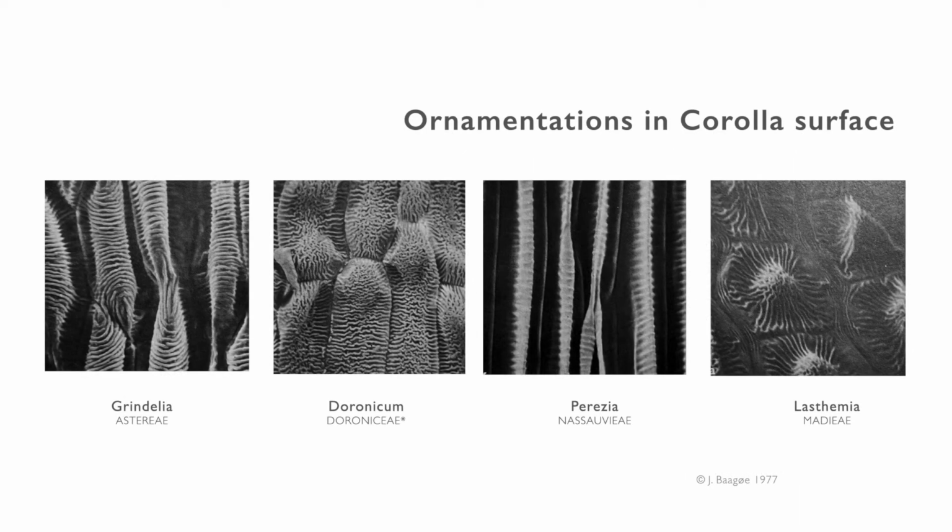A sort of character that requires higher magnification, and these are images obtained through the scanning electron microscope, but in certain cases you can even see them through the compound microscope, are the ornamentations of the corolla surface. This is a work by Buggy from 1977, where the surface of the corolla cells, specifically the ones on the abaxial sides, are illustrated. And this researcher provided some interesting patterns across the family. So there you have an interesting source of microcharacters.